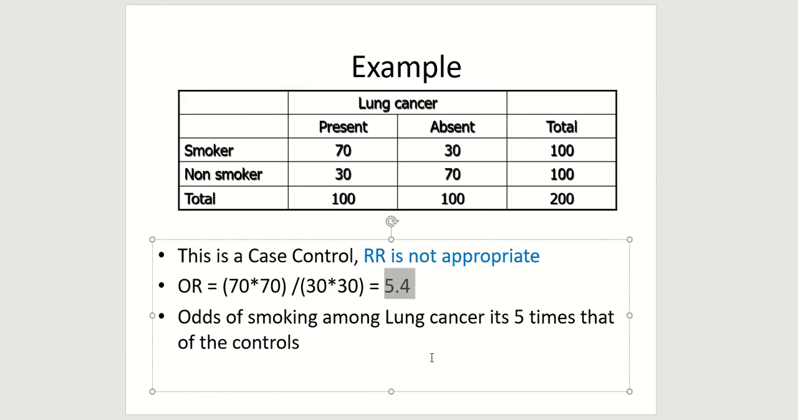The way you're going to interpret this 5.4, you're going to say the odds of smoking among lung cancer patients is 5 times bigger than the odds of smoking among controls. Okay? The wrong way to do the interpretation is to say the odds of lung cancer among smokers is 5 times that among non-smokers. This would be the odds ratio that we would get in a cohort. Although the calculation is exactly the same, it would be wrong to interpret it this way. Here we interpreted the odds of smoking among lung cancer cases is 5.4 times greater than the odds of smoking among controls. As I mentioned here, a relative risk would be inappropriate to calculate.